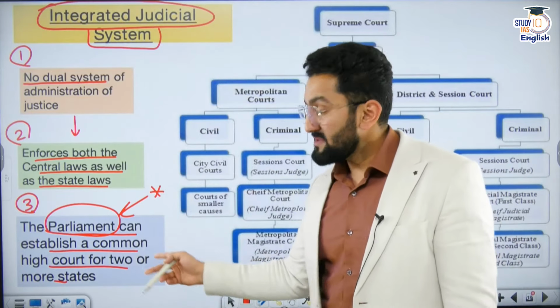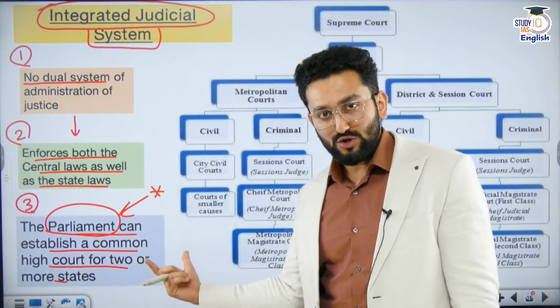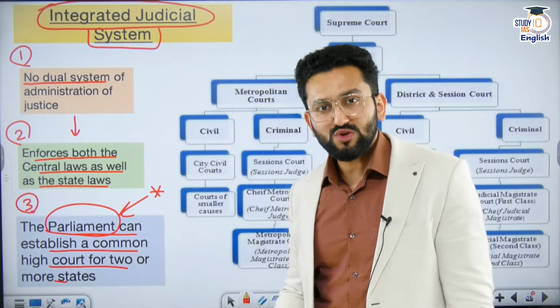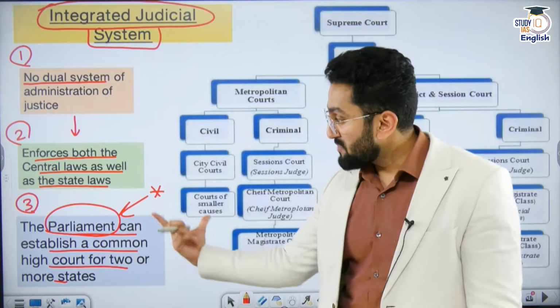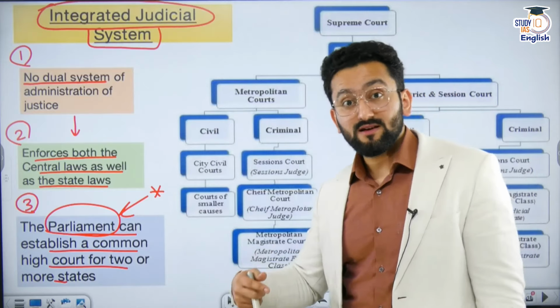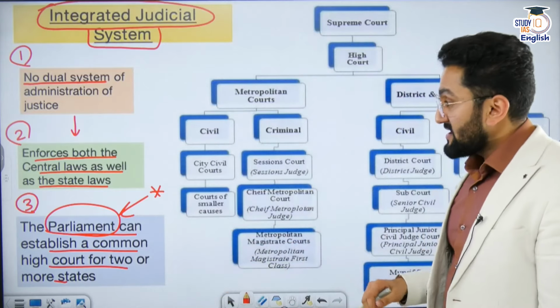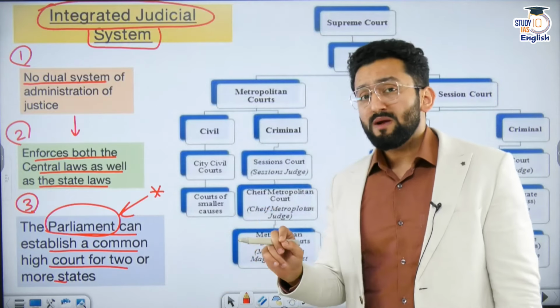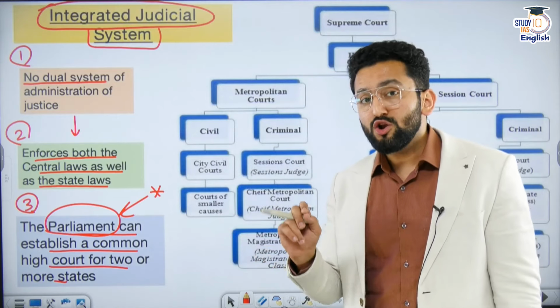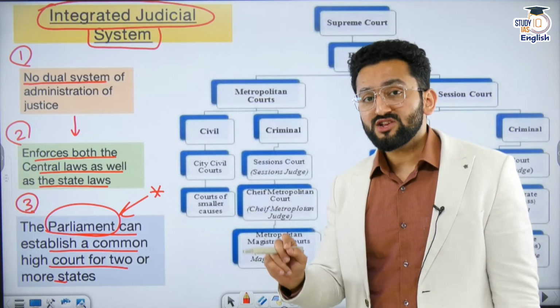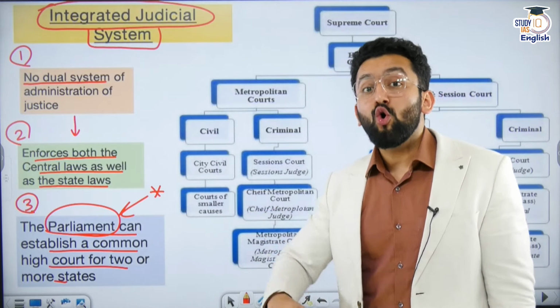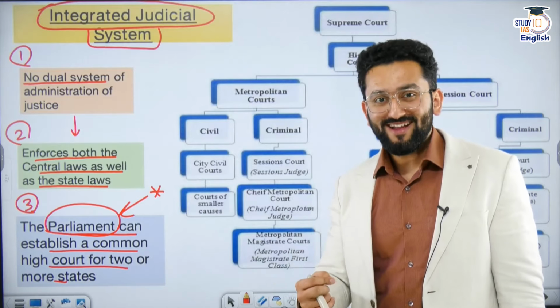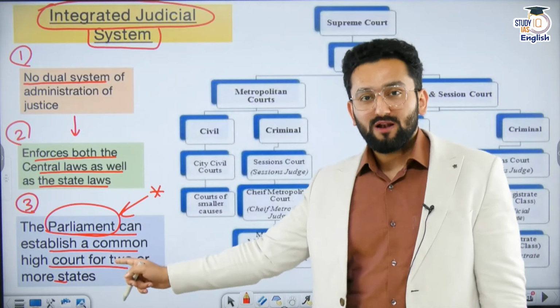Okay. Parliament can establish a common High Court for two or more than two states, right? So it means Parliament has this power. This is right. Parliament can take this decision. What you should remember is that no state government or state legislature has the power to establish their own High Court. This power is only with Parliament.